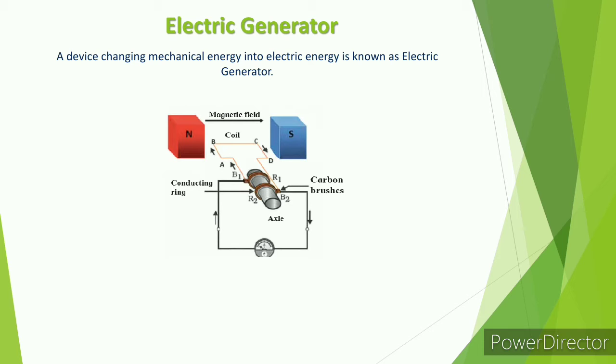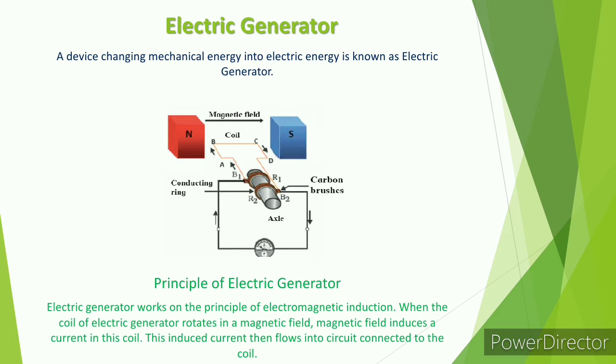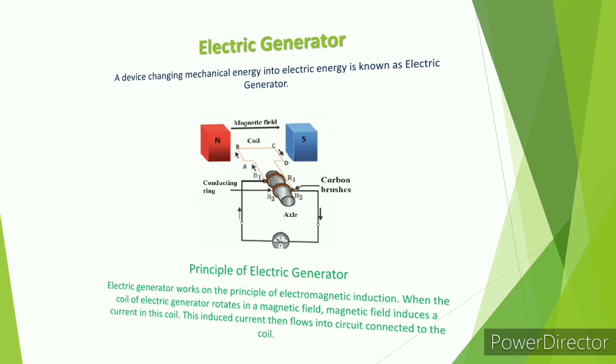Let's learn principle, construction and working of generator. Principle: when the coil of electric generator rotates in a magnetic field, it induces a current in this coil. This current then flows into the circuit connected to the coil.